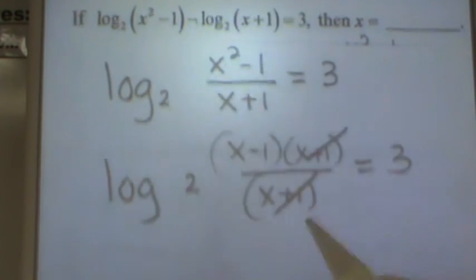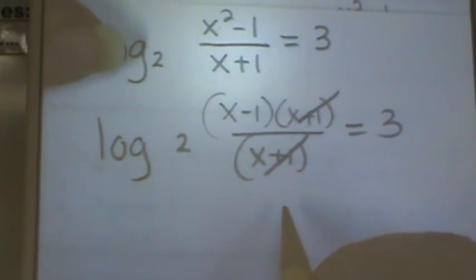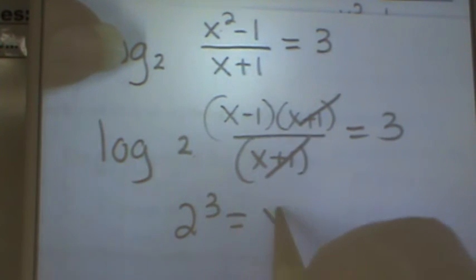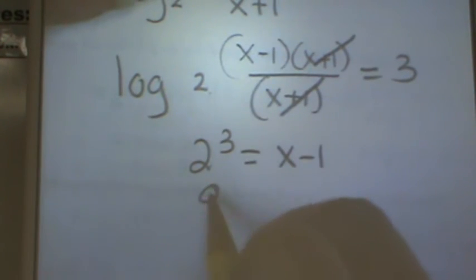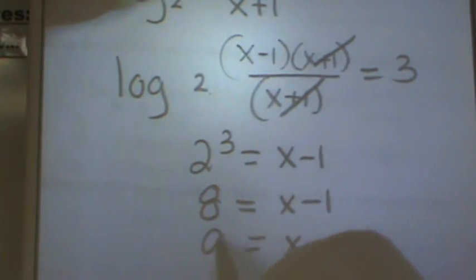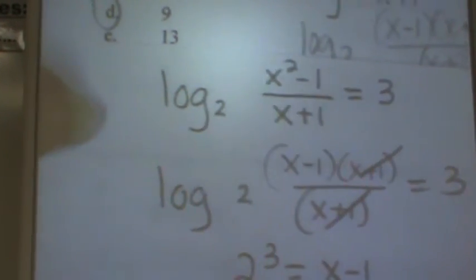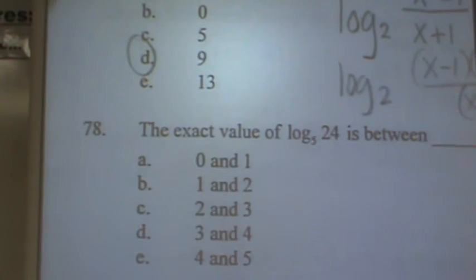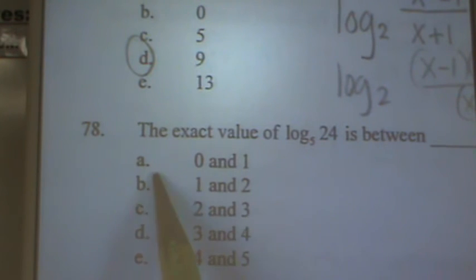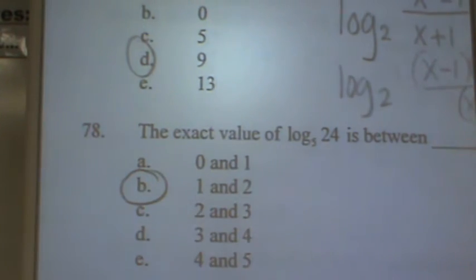So these two are condensed, they're gone. So in other words, 2 to the third power is equal to x minus 1, and 2 to the third power is equal to 8, and add 1, and x is equal to 9. Correct answer is D, 9. 78, it's between 1 and 2.